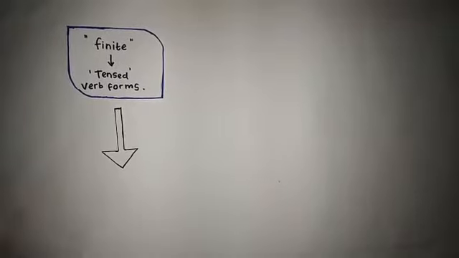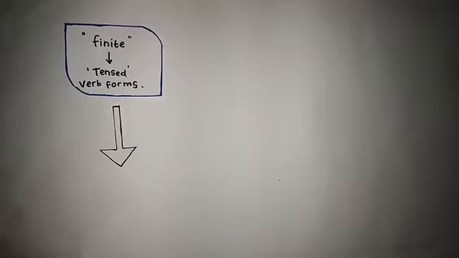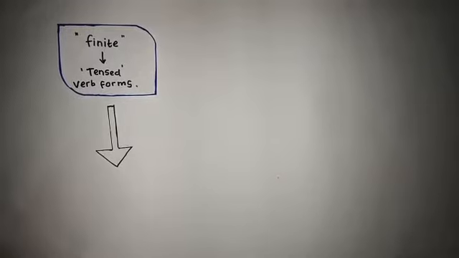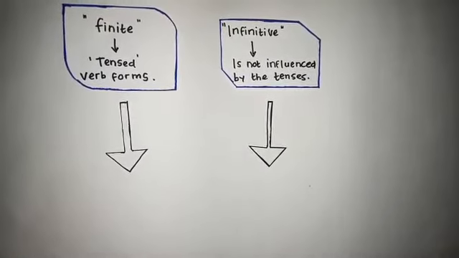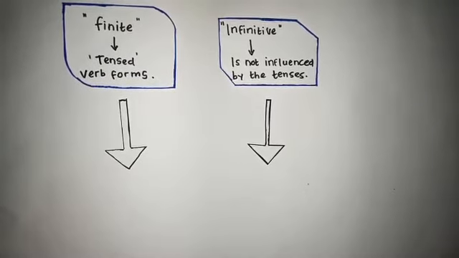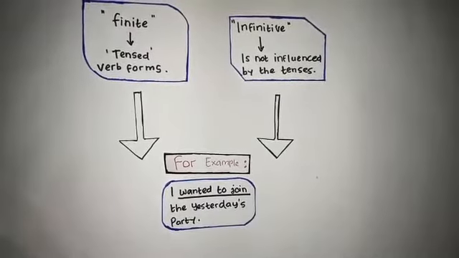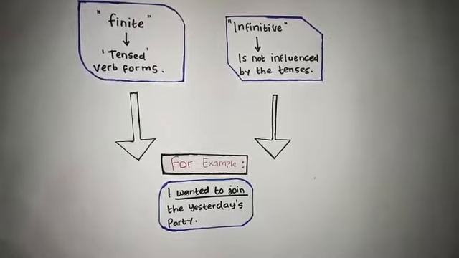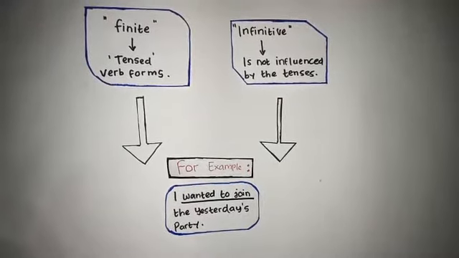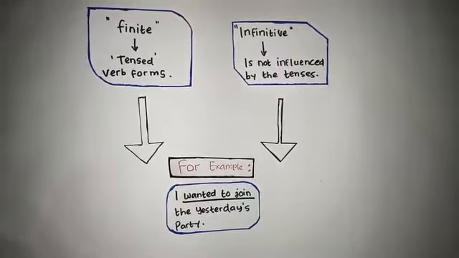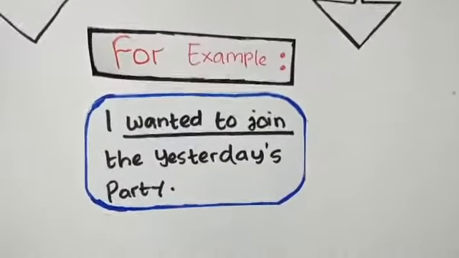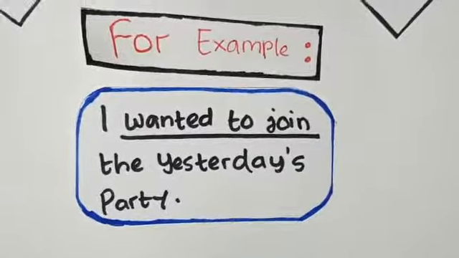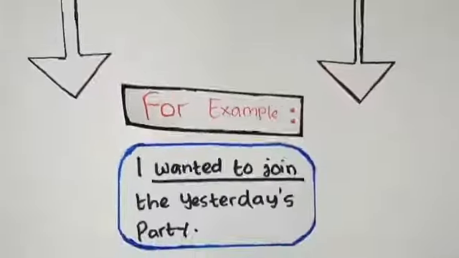And next, there are finite and infinitive. Finite shows tenses, both forms, and infinitive is not influenced by the tenses. For example, I want to join the yesterday's party. Want is finite because the verb changes according to tenses, and then to join is infinitive, it does not change.